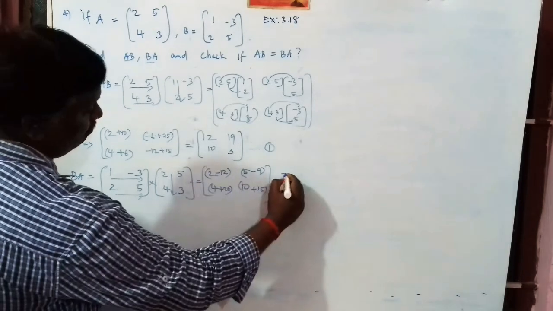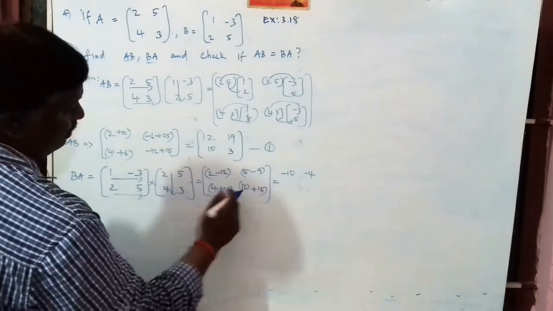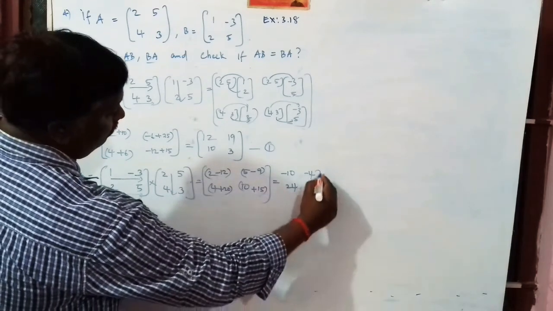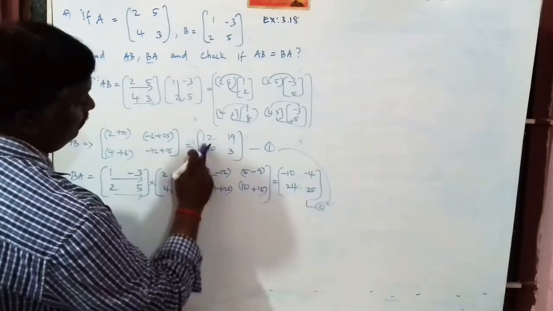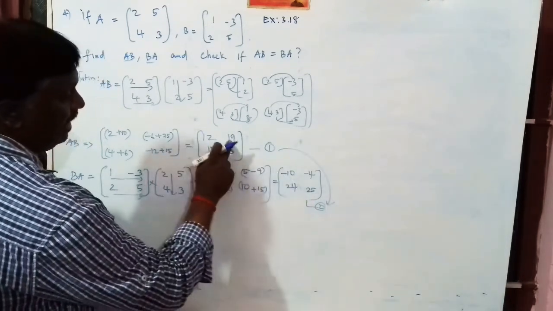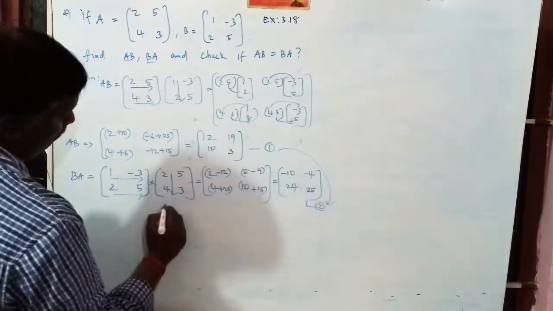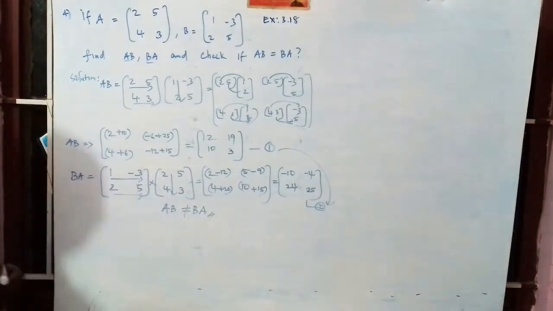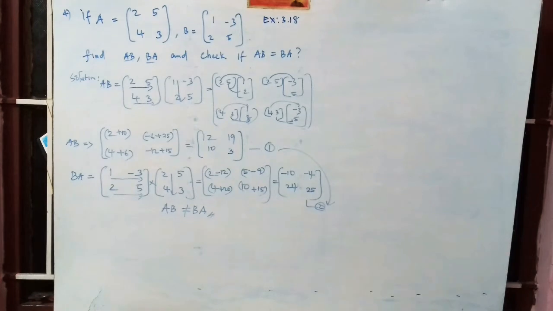Minus 12 plus 2 equal to minus 10. 5 minus 9 equal to minus 4. 4 plus 20 equal to 24. 10 plus 15 equal to 25. This is equation 2. Both are compared. Here 12 is there, minus 10. Here 19 is there, minus 4. Here 10 is there, 24. 3, 25. So therefore, AB is not equal to BA. Therefore, it is not a commutative property.